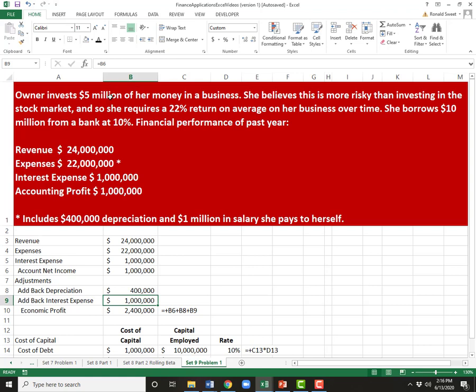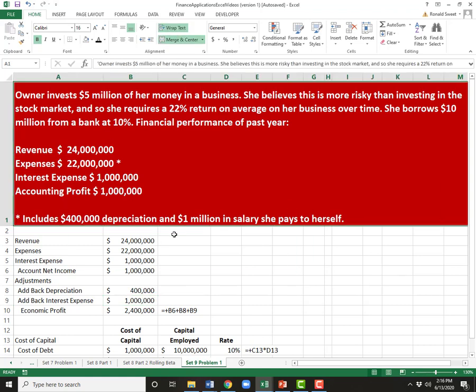The next question is, we take all the money she put in her business, will she get a return to compensate her for her financial capital? But this $1 million is compensating her for her human capital. And so we can leave that in. That's an economic cost. She should pay herself $1 million.